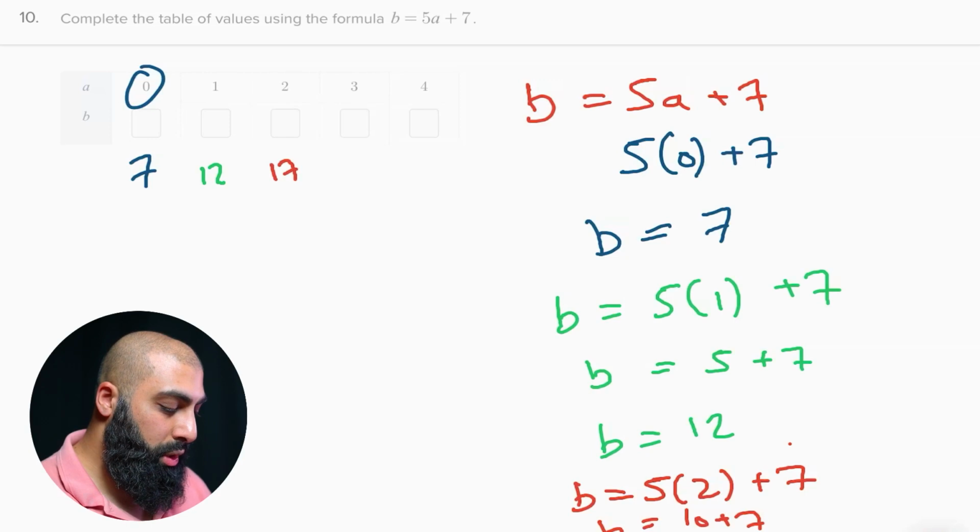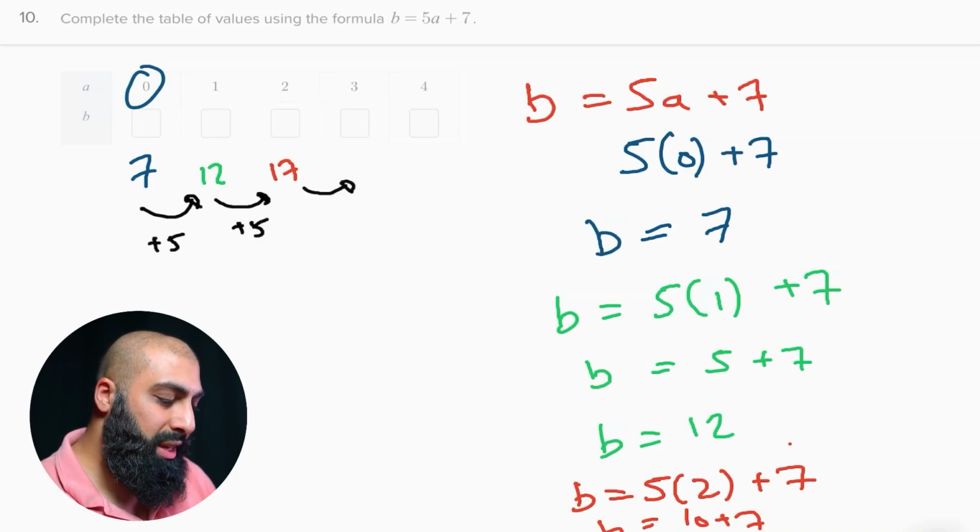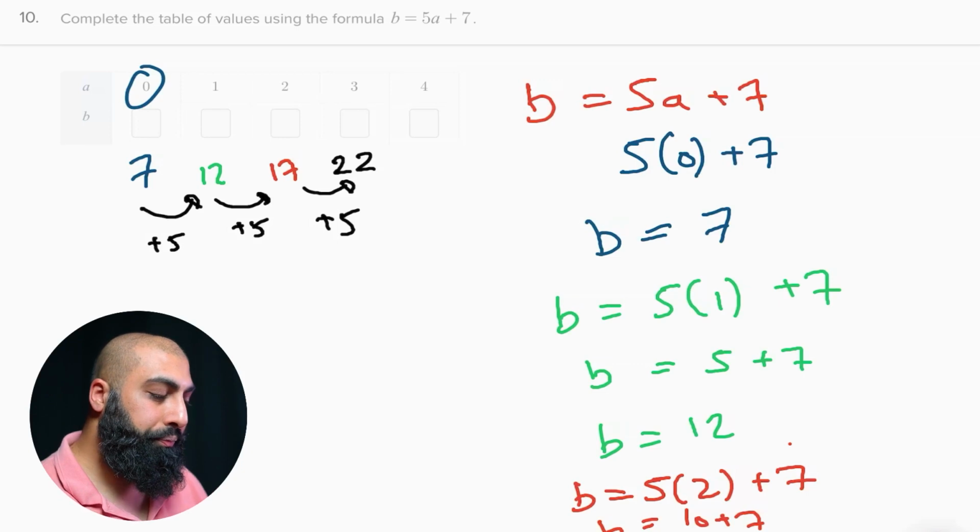To be honest, you know what? I think I can see a pattern emerging here. Yeah? From 7 to 12, it's plus 5. From 12 to 17, it's plus 5. What do you think is going to happen next? It's going to be plus 5 again, yeah? So 17 plus 5, we end up getting 22. And then from 22 plus 5, we're going to end up getting 27.